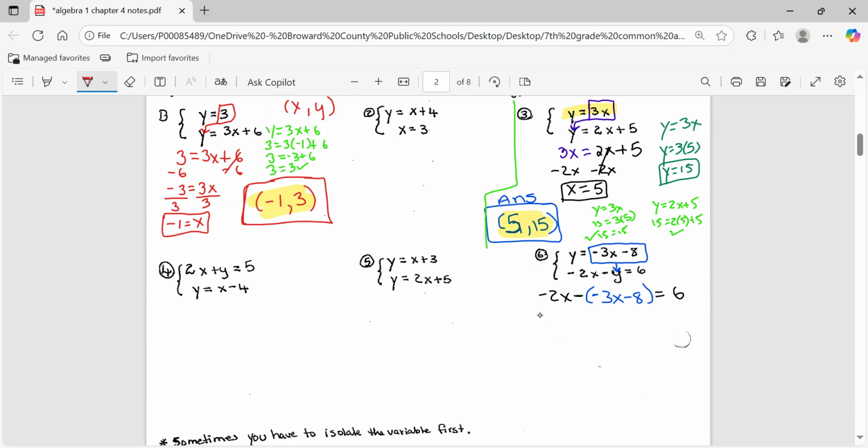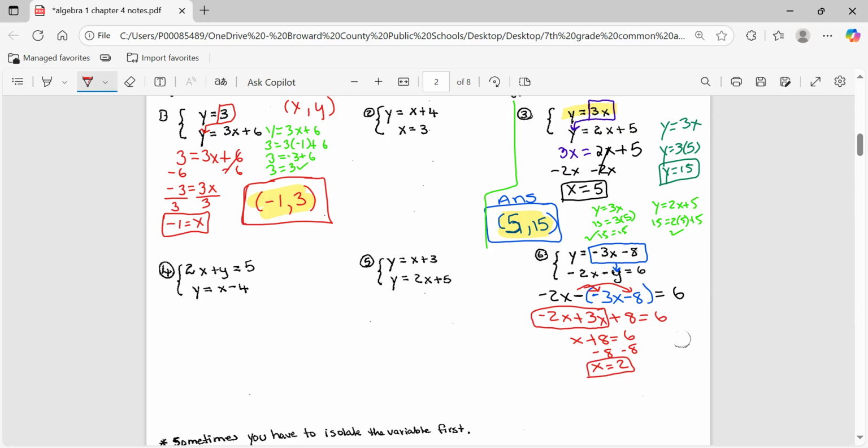So I have negative 2x, distribute the negative 1. I get positive 3x, and negative 1 times negative 8 is going to give me a positive 8, and it's equal to 6. Then I'm going to combine like terms. I see 2x and 3x, those are alike. So then I get x plus 8, and that's equal to 6. I'm going to minus 8 on both sides so that I could get x, and my x is equal to 2.